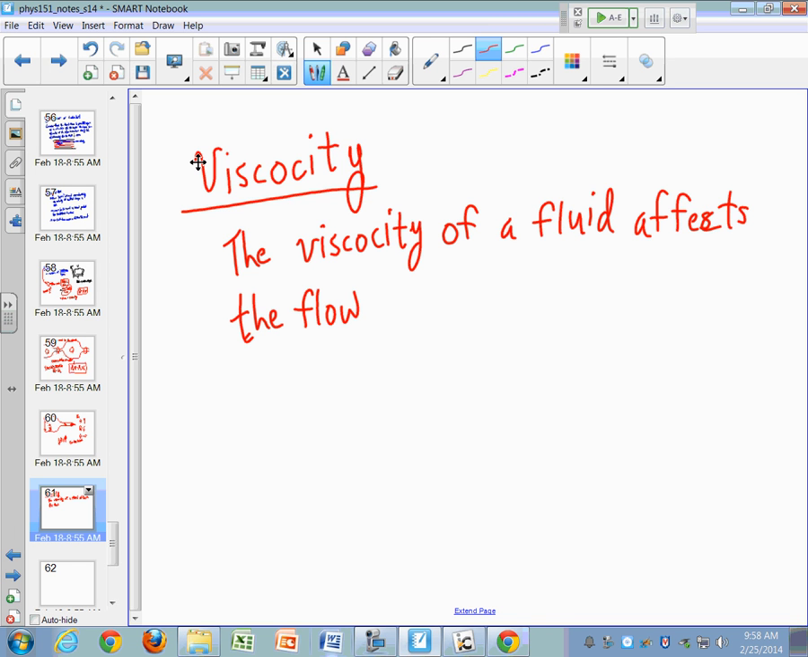The viscosity of a fluid affects the flow. Remember the viscosity? Do you remember what variable we use for viscosity?